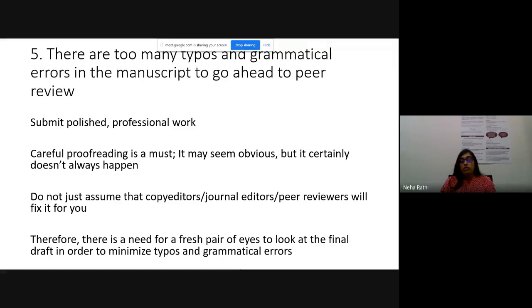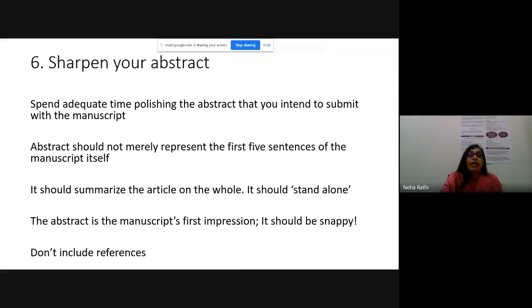Now, of course, you do not just assume that copy editors, journal editors, or peer reviewers will fix it for you. And another very important piece of advice at this point: let's say your paper is accepted and now it's ready for publishing. So it's going to go to the copy editor, and they will also send you a final draft. You should also read that paper very carefully, because any mistake there will remain forever. So be very careful at that stage too.